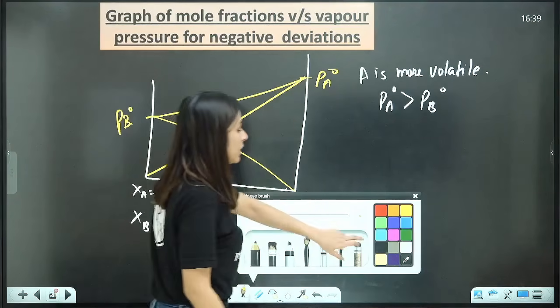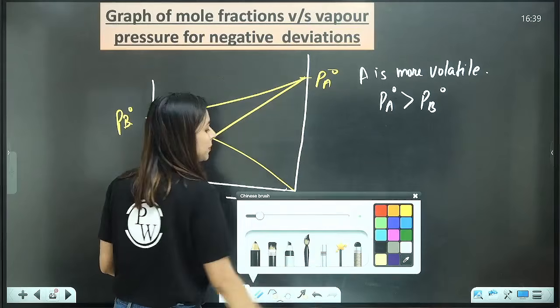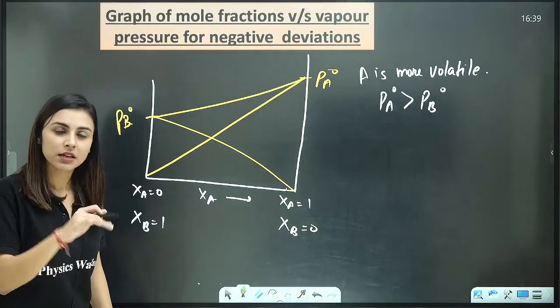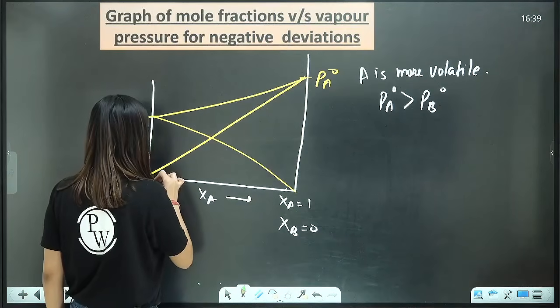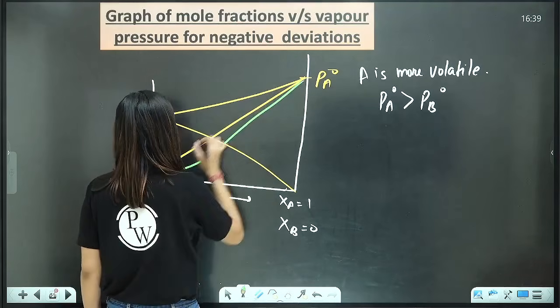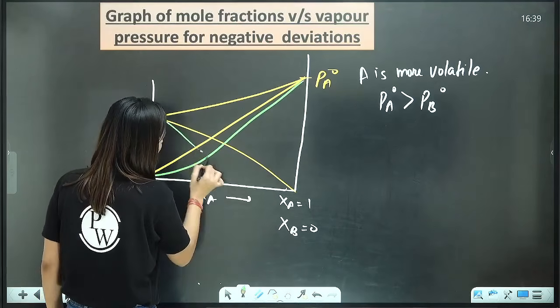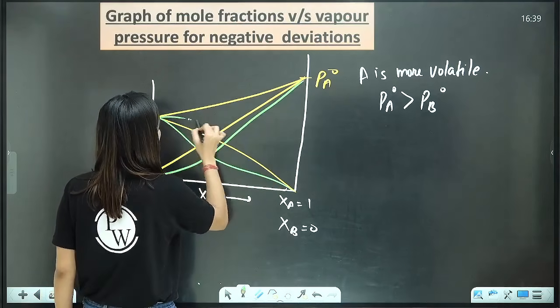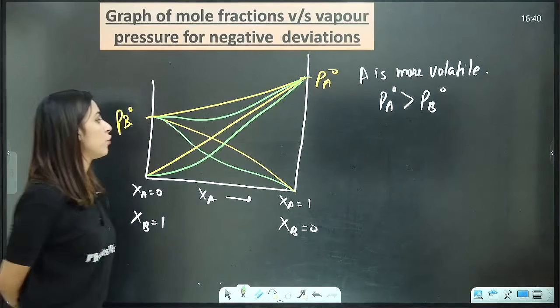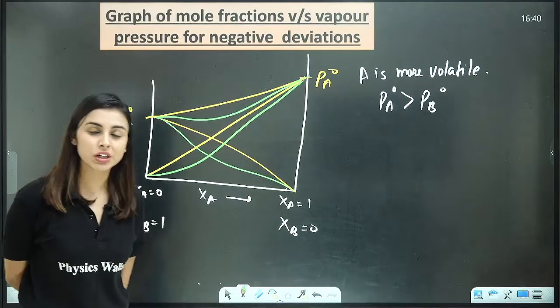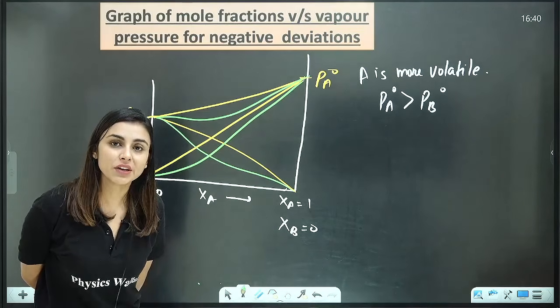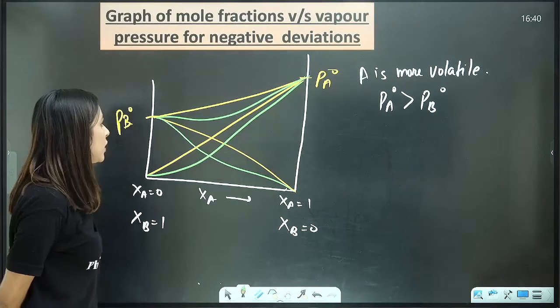We know that for a negative deviation, the total pressure that is considered would be less than the ideal solution. So the graph would be something like this. This is the plot for your negative deviation. I hope you understand this.